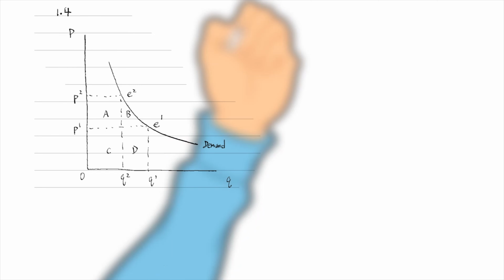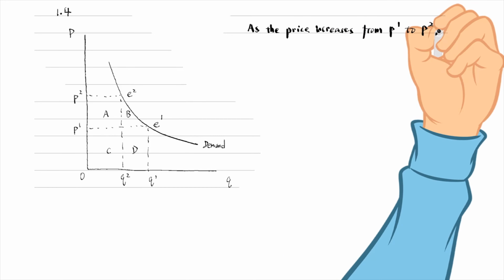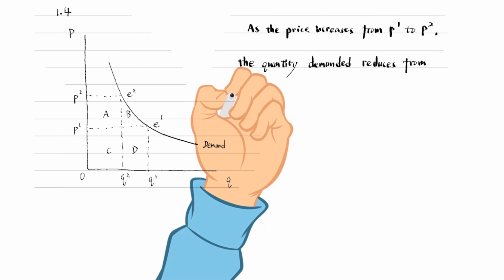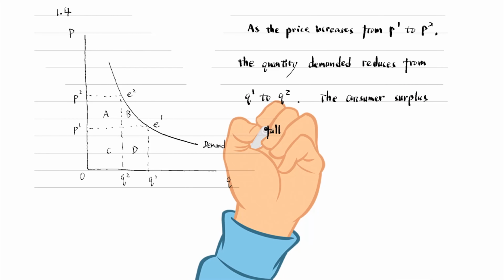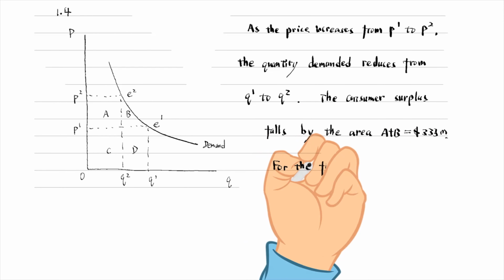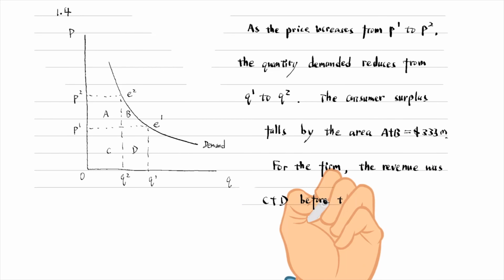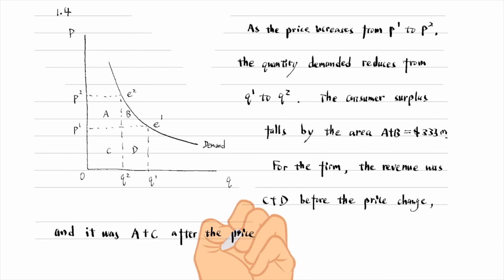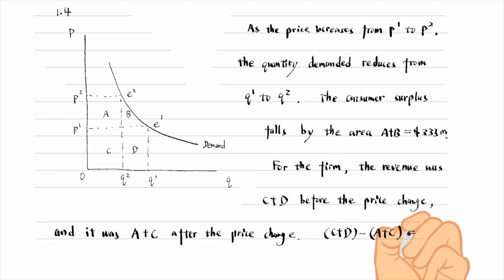As the price increases from P1 to P2, the quantity demanded reduces from Q1 to Q2. The consumer surplus falls by the area A plus B, which equals $333 million. For the firm, its revenue was the area C plus D before the price change, and it was the area A plus C after the price change. The difference is the loss in revenue.